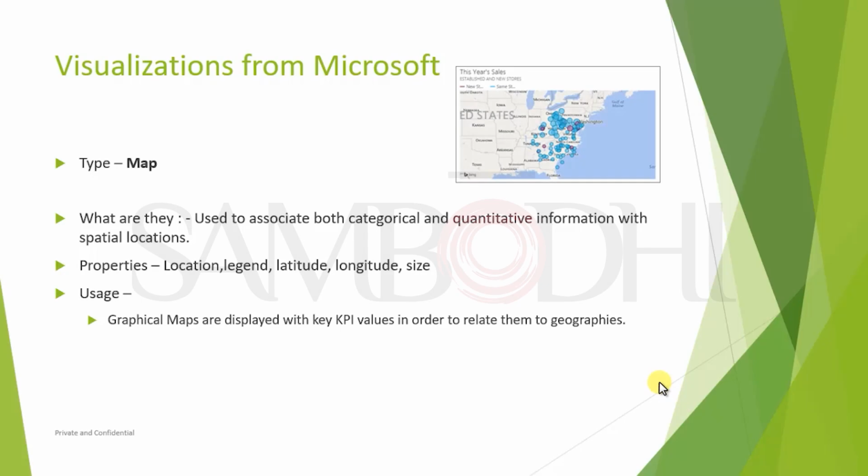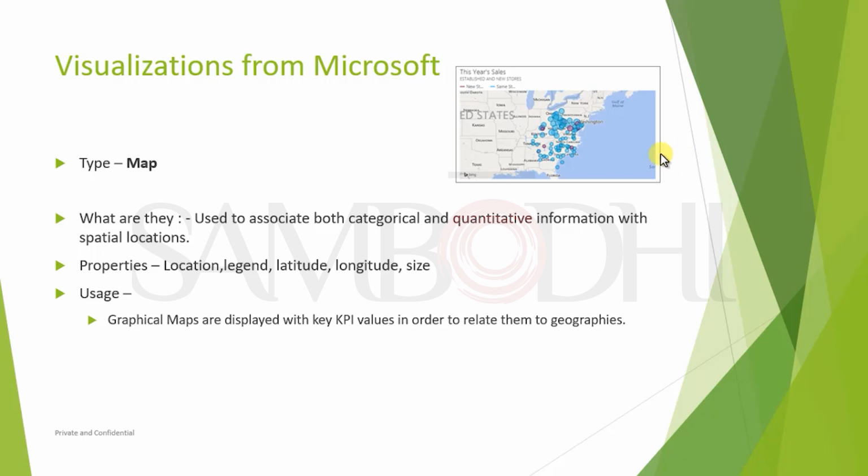Next very important visual is the map visual, which is given by Microsoft. Map visual helps you to associate both categorical and quantitative information with spatial location. Something like this on the top right. You would see round bubbles based on your volume. The size of the bubble would increase or decrease, and basis that you have a geographical pinpoint based on the volume. So it helps us relate the key KPI values to the geographies.